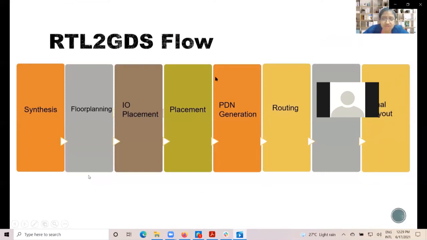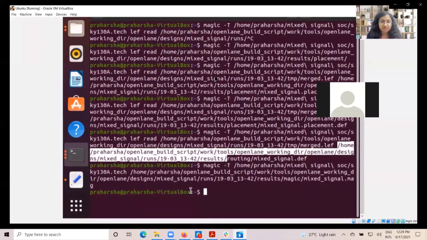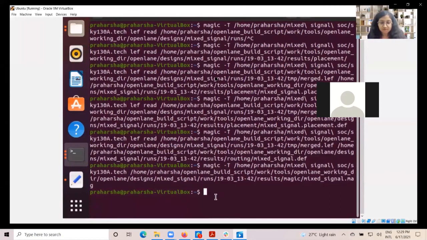So let's see all of these stages in the OpenLane flow using inside the demo. And I hope you have understood exactly what we need to do, and you've understood the tips for doing the mixed signal flow.